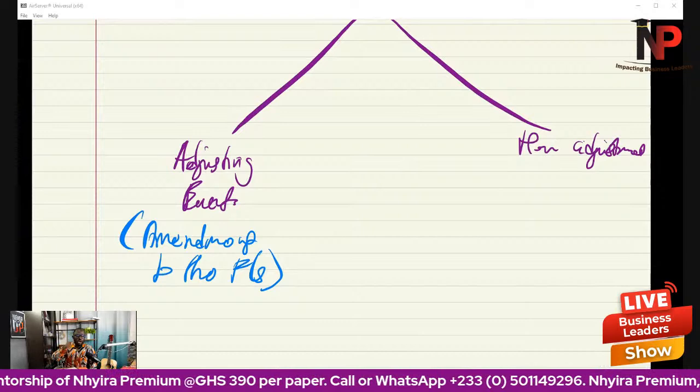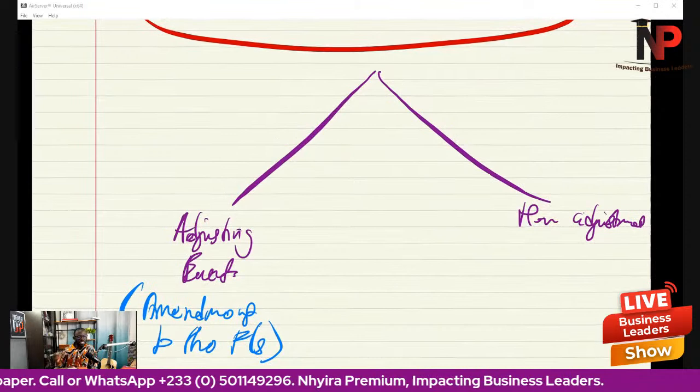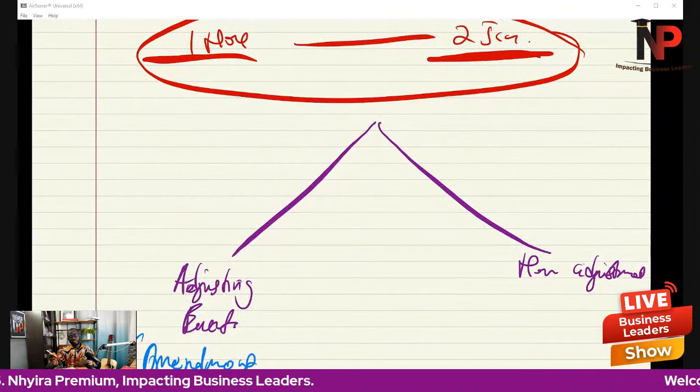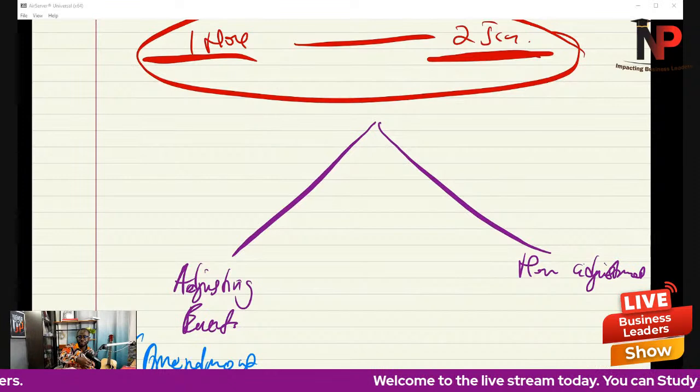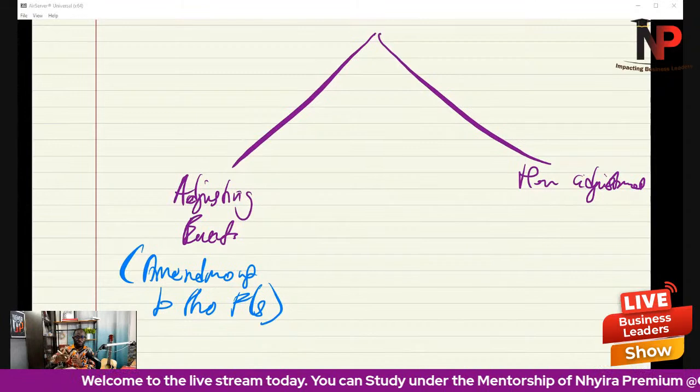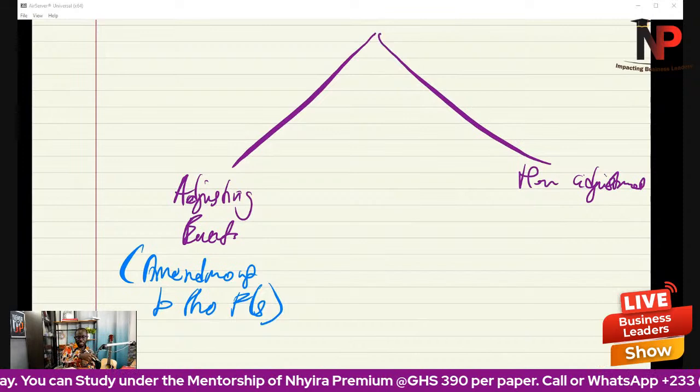But now, when we say an adjusting event, what does that mean? It means it is an event occurring after the year end which gives us evidence of a condition existing at the year end. Okay, so adjusting events are events occurring after the year end which provide evidence or more information on conditions existing as at the end of the year.